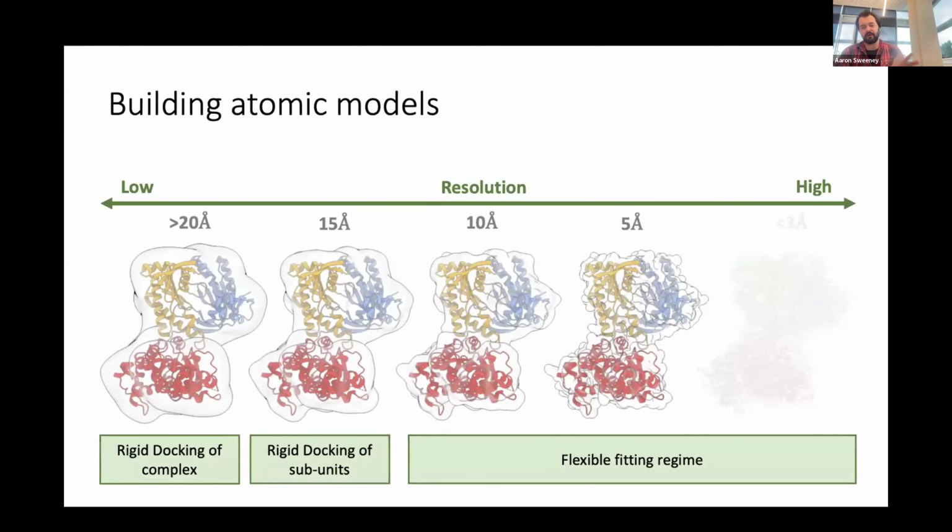And ChemEM and TEMPy-ReFF, two tools which we'll be talking about, are really aimed at this kind of intermediate to high resolution regime.